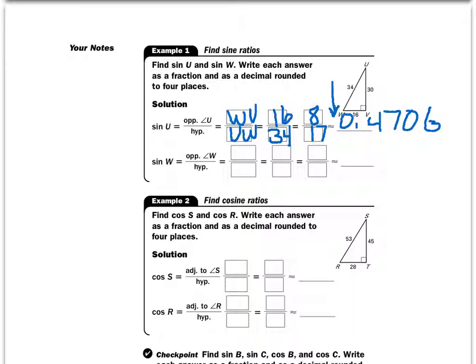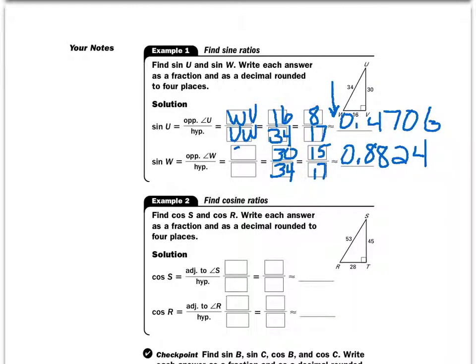Okay, what's the sine of W? Sine of W is opposite over hypotenuse. Opposite of W is 30. Hypotenuse again is 34. 30 over 34 reduces to 15 over 17, which is 0.8824.